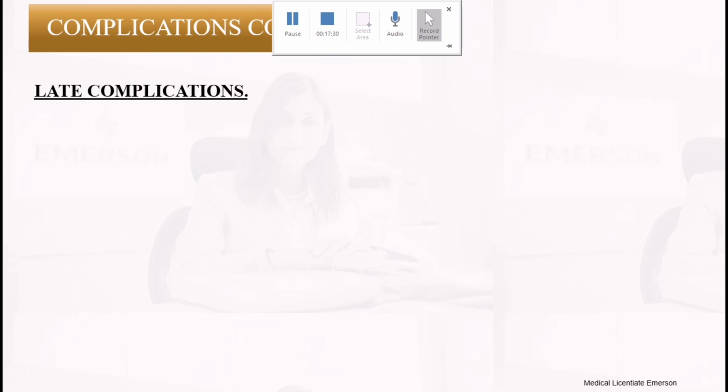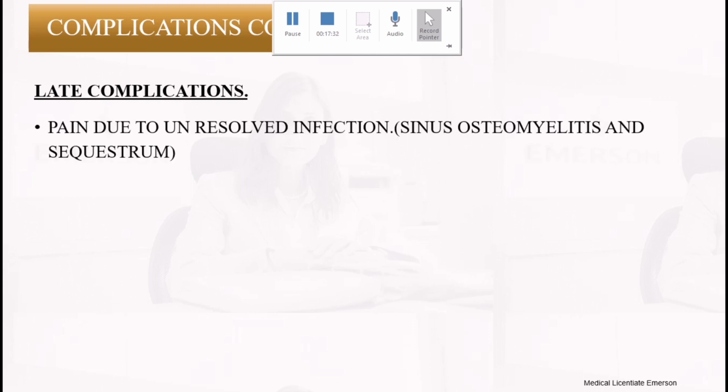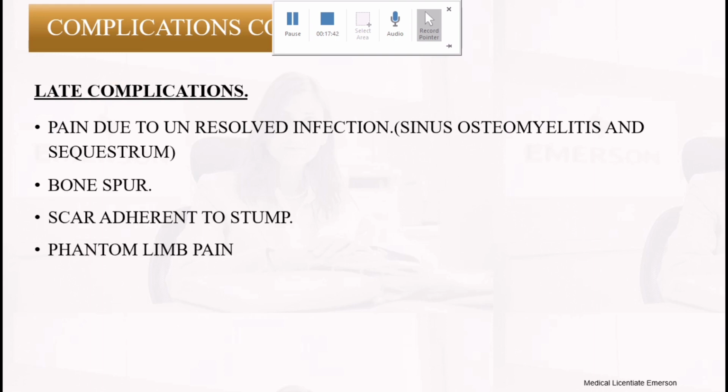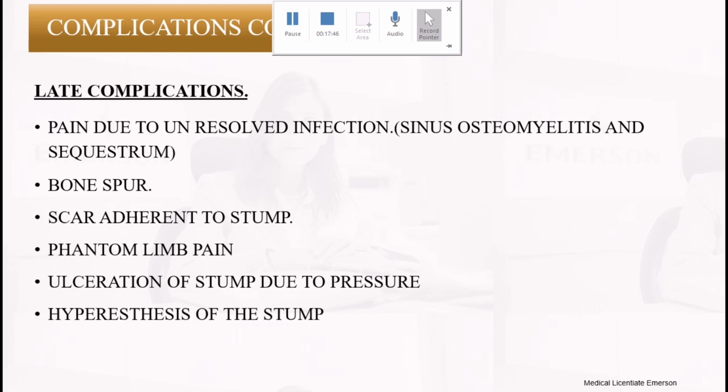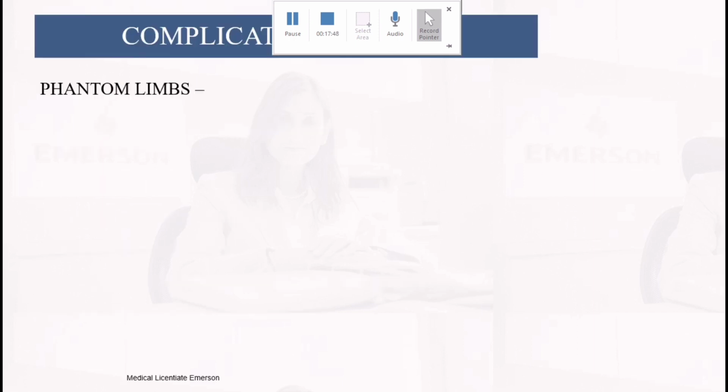Then late complications: we can have pain due to unresolved infections such as sinus, osteomyelitis and sequestrum. We can have bone spur. We can have scar adherent to stump. We can have phantom limb pain, ulceration of the stump due to pressure, and hyperesthesia of the stump. Then that's all on complications. So let's just dive deeper into some of the complications.